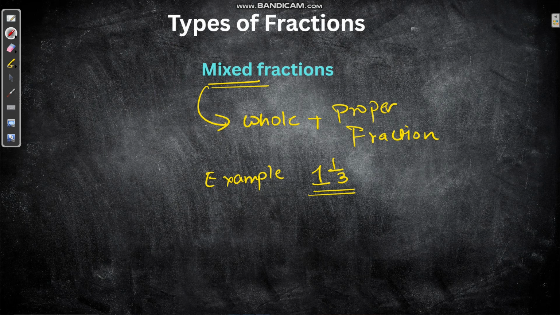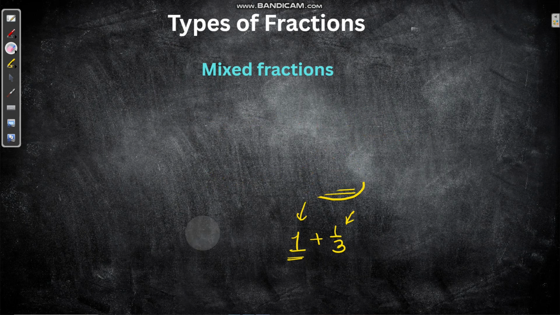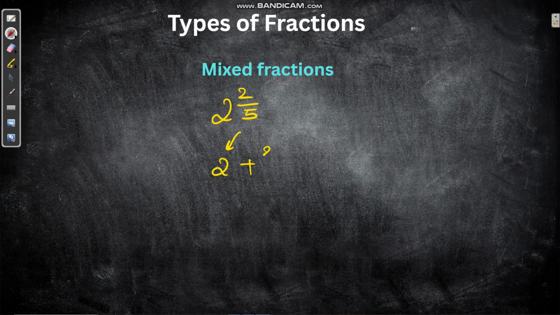Why? Because this number or this fraction can be split into the whole part, that is 1 plus 1 by 3. So 1 is your whole part, 1 by 3 is a proper fraction. So such a fraction, 1 by 3, is known as mixed fraction because it's a mixture of whole and a proper fraction. Let me give one more example. For example, 2 by 5. This is a mixed fraction which can be written as 2 whole plus 2 by 5, that is a proper fraction.